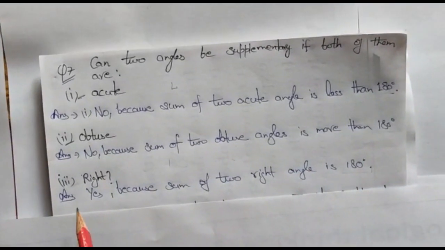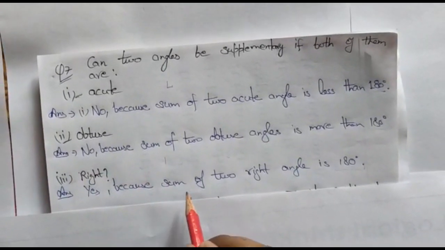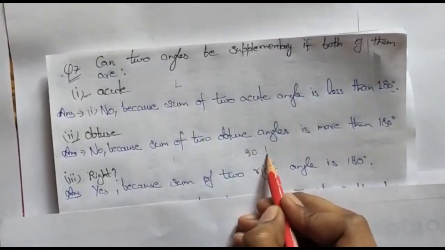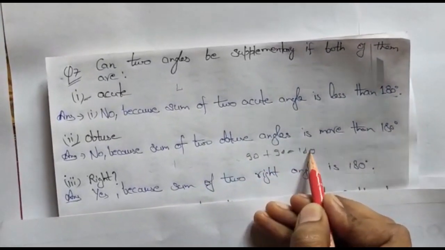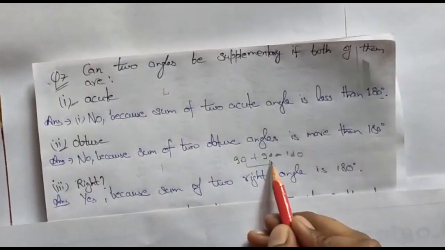So what about right angles? Yes, because the sum of two right angles is 180 degree, like 90 plus 90 is equal to 180 degree. This means that yes, the sum of two right angles is 180 degree.